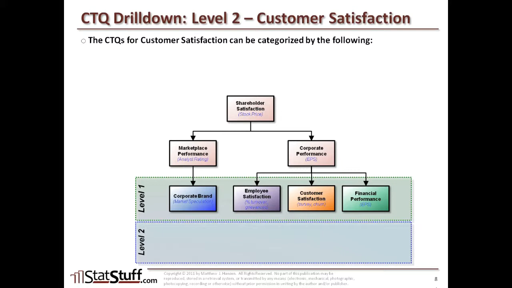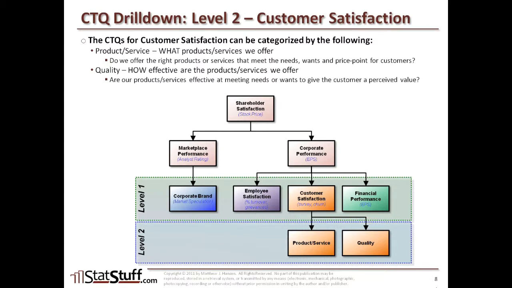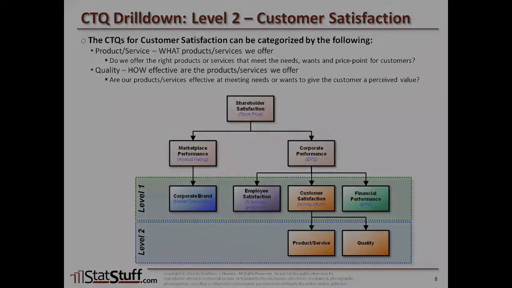With some of the examples that we have here for CTQ, the level 2 might be product service. For example, what are the products or services that we're offering to our customers? That is, are we offering the right products or services that meet their needs or meet their wants, and at the right price point for those customers? And then another CTQ under customer satisfaction could be quality. That is, how effective are those products or services that we're offering to our customers? In other words, are the products or services that we're offering effective at meeting those customers' needs or wants and giving them that perceived value that they intend from these products or services we're offering them?